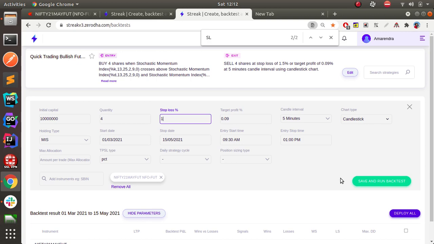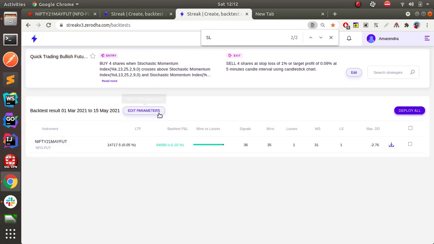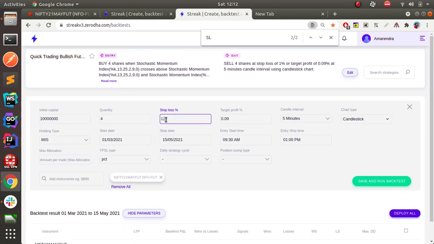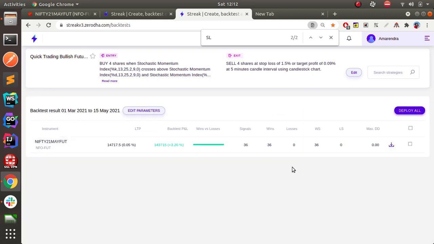Again, it's your wish. These are the values.